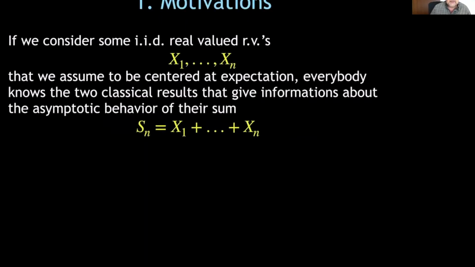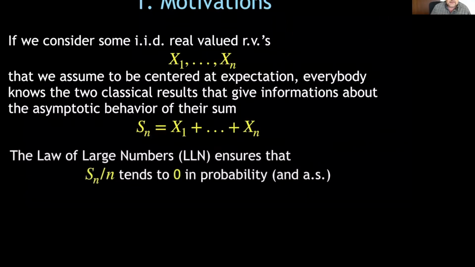So, what are we talking about? Let's begin with very classical probability theory. Let us consider some IID, real-valued random variables that we assume to be centered at expectation. And let us focus on the behavior of the sum of these variables. Everybody knows, of course, that if I divide this sum by n, the law of large numbers ensures that it tends to 0 almost surely, and also in probability, of course.